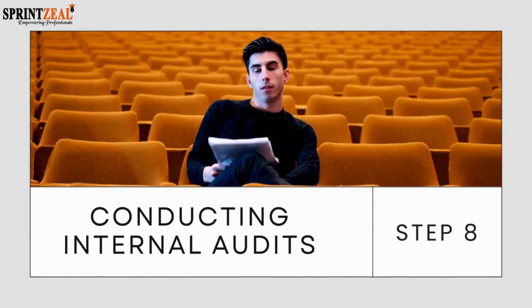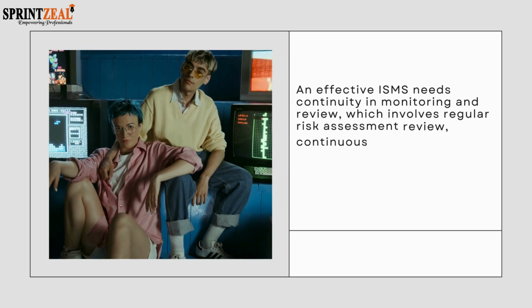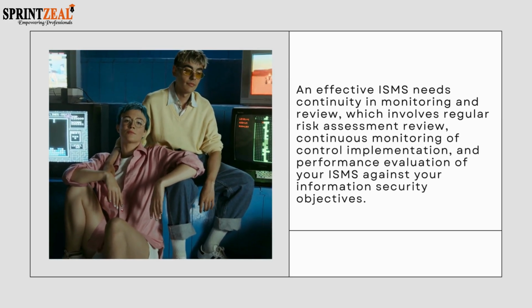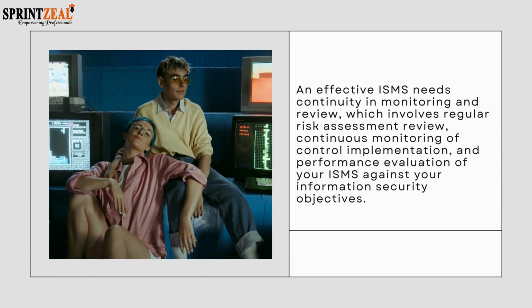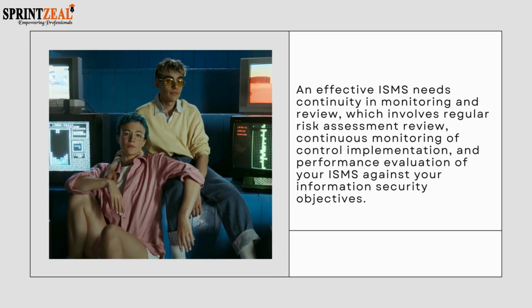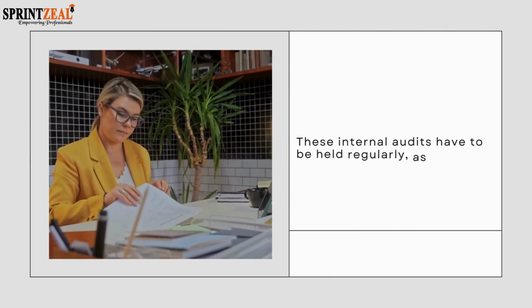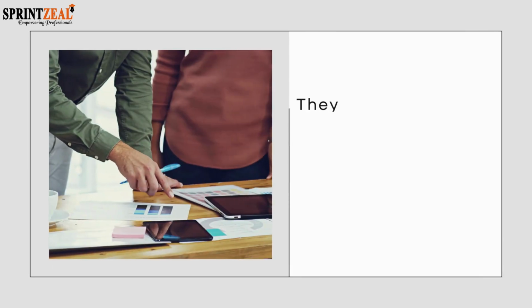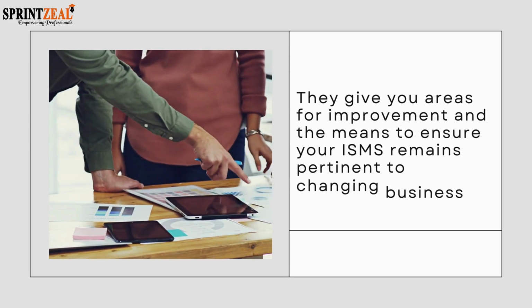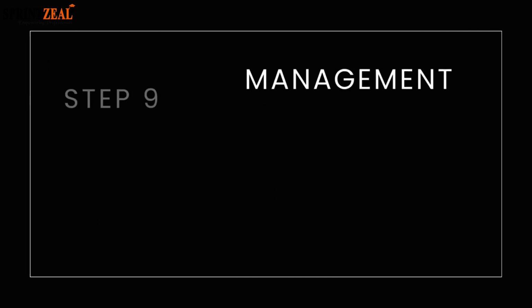Step 8. Conducting internal audits. An effective ISMS needs continuity in monitoring and review, which involves regular risk assessment review, continuous monitoring of control implementation, and performance evaluation of your ISMS against your information security objectives. These internal audits have to be held regularly, as well as management reviews. They give you areas for improvement and the means to ensure your ISMS remains pertinent to changing business needs and threats.